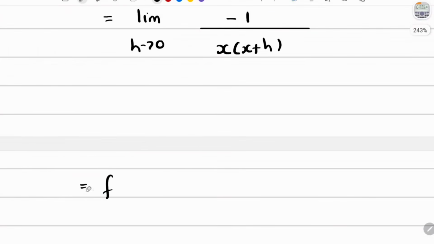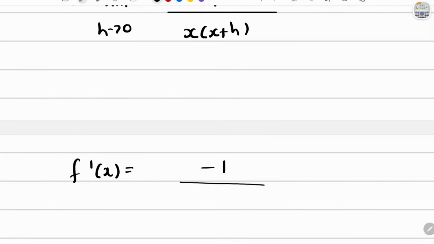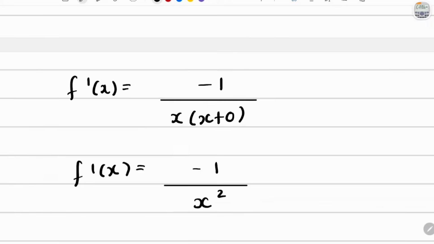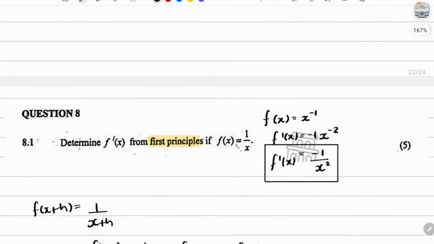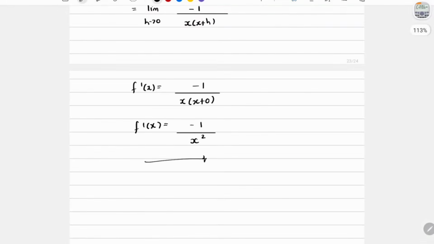So we're just saying that f prime of x is finally equal to negative 1 over, in place of h, you're going to put 0, so x times x plus 0. And f prime of x is equal to negative 1 over, now you see x plus 0 is equal to x. So x times x is x squared. And you see we get the answer that we got when we used the rule. So use the rule just to check and make sure that your answer is correct. Okay, so that is 8.1, and we move on to 8.2.